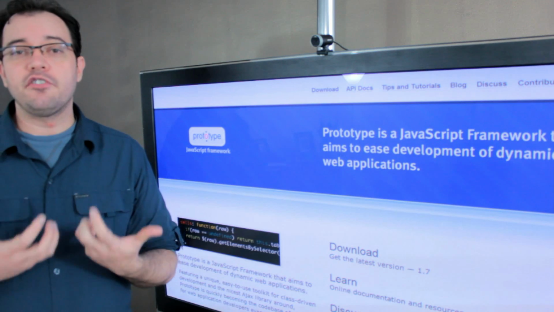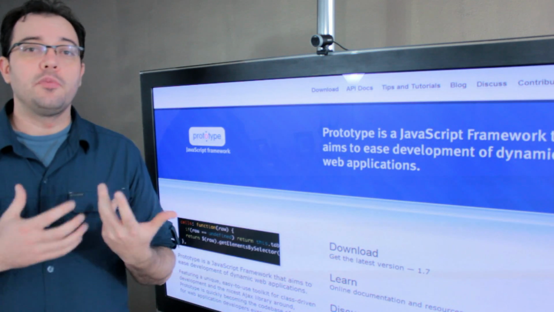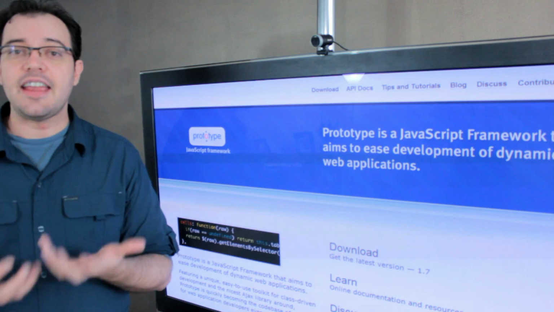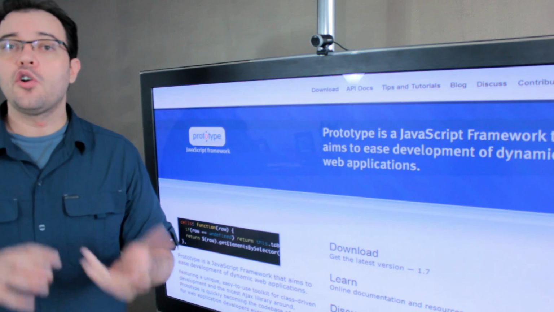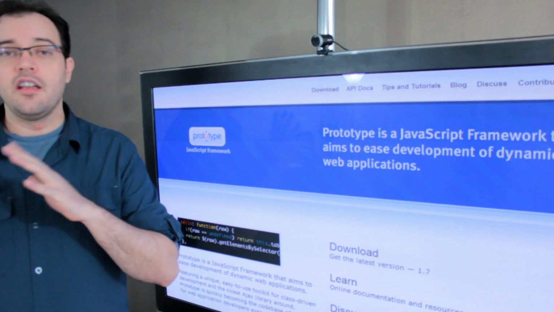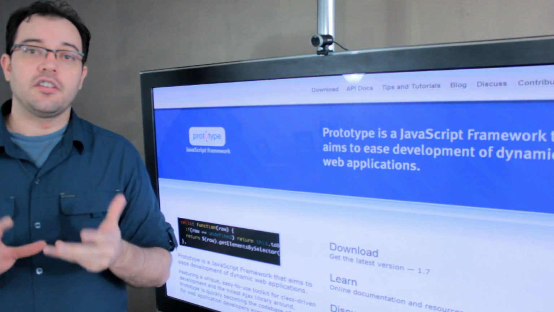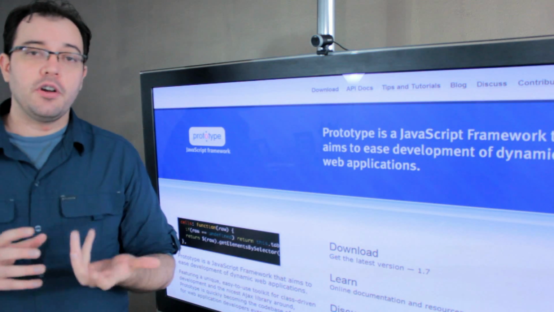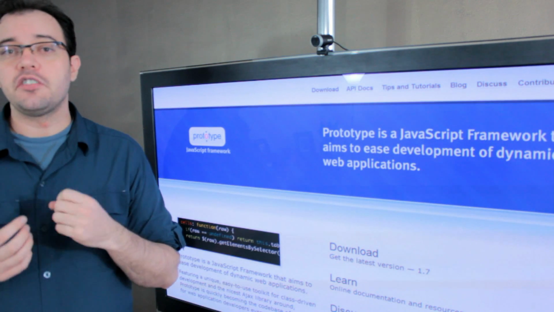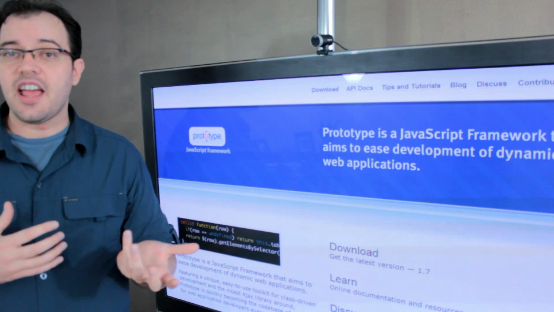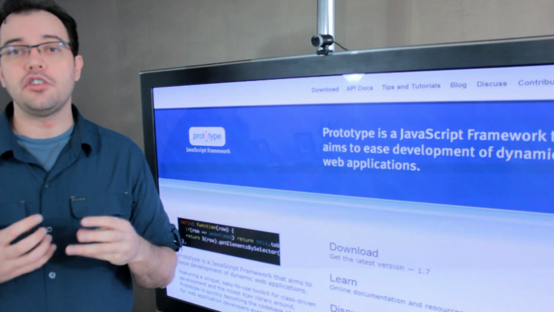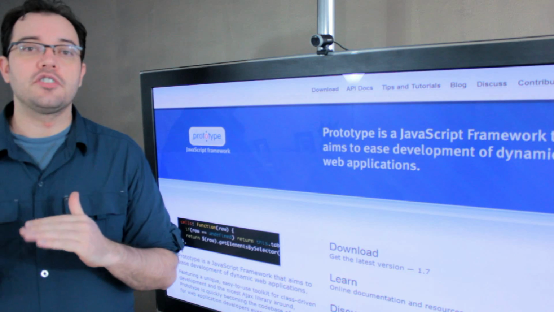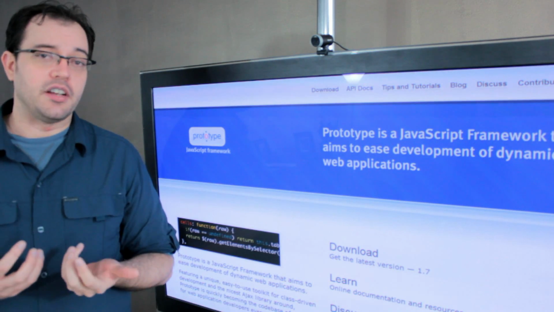Prototype is favored by people who do a lot of Ruby on Rails programming because the way Prototype has named many of its functions corresponds to the Ruby equivalent when you're programming in Ruby on Rails. Whereas jQuery follows a language that's much closer to CSS and can actually be used to fix some of the issues between browsers with the way CSS has been implemented.